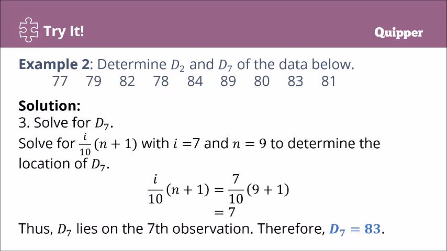Now, solve for D sub 7. We have solved the second decile, so now we do the seventh decile, using the same formula. Here i becomes 7, and we still have 9 observations in this data set, so n is still equal to 9. Substituting, that's 7 over 10 times 9 plus 1. 9 plus 1 is 10, times 7 is 70, divided by 10 is 7. This means our seventh decile is the seventh observation. The seventh observation was 83.